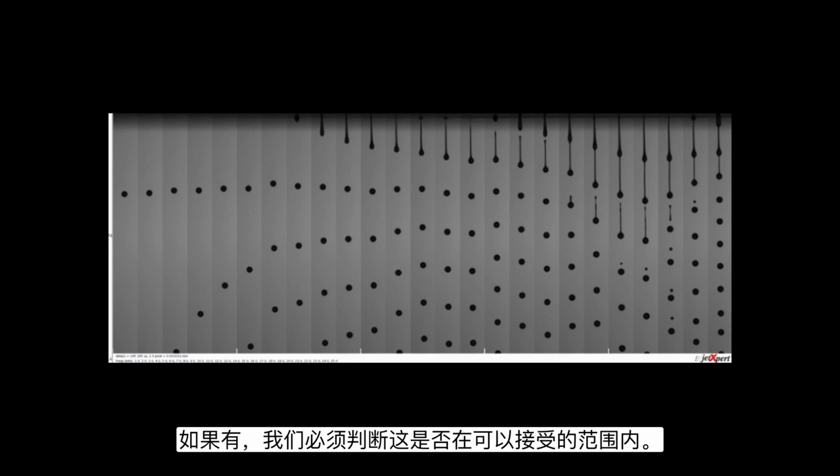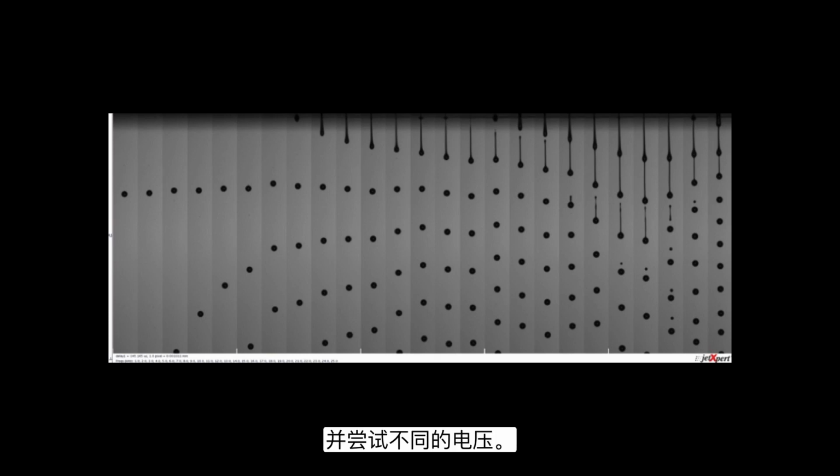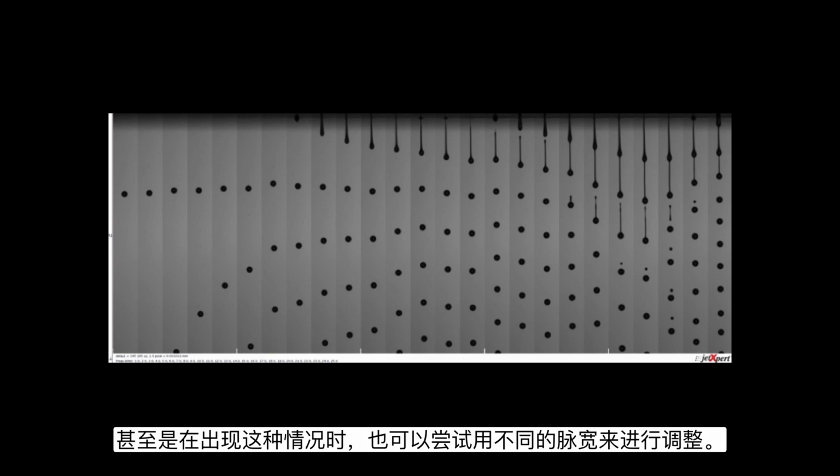And if it is, we have to decide whether or not this is acceptable because it's not at a printing speed that we would be using. Or if it is, we would have to take back a step and try a different voltage or even a different pulse width to try to adjust when this occurs.